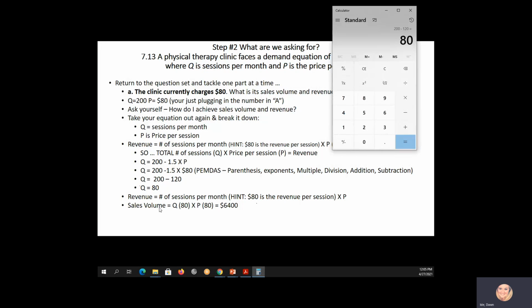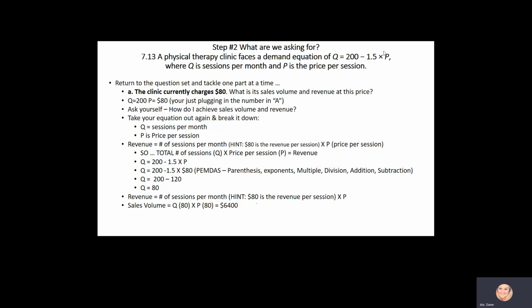So the sales volume, right? Because we were looking for what Q was. Q was our mystery. We were doing this whole equation to figure out what our quantity was. How many sessions per month did we have? We didn't know. We know that we did $80 per session, but we didn't know how many sessions we did. In order to figure that out, Q equals 200 minus 1.5 times P. Once we figured out what P was, which was $80, they gave that to us.